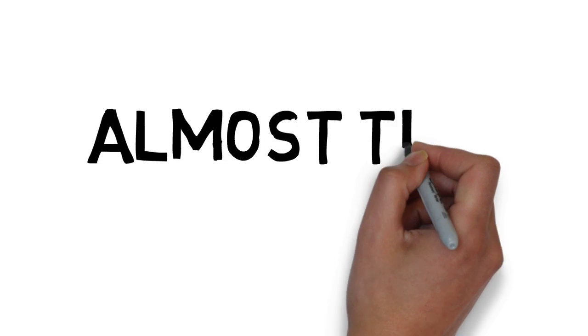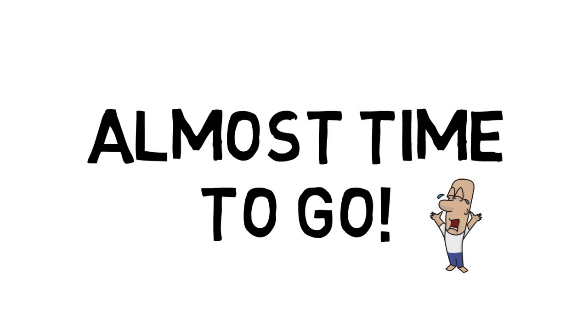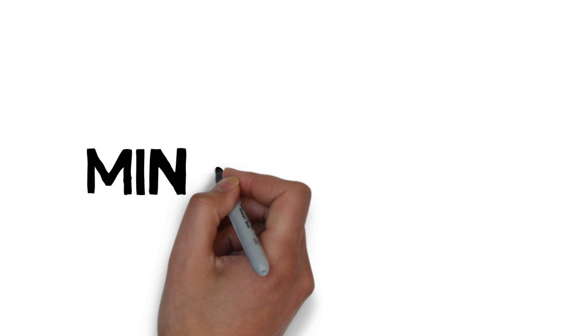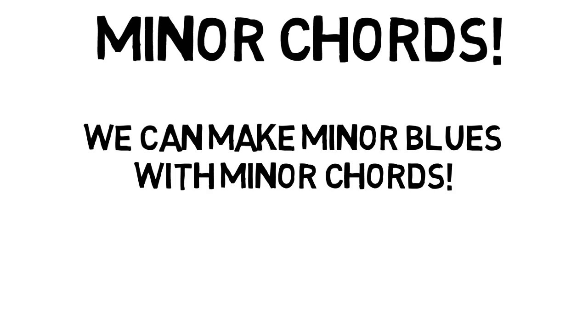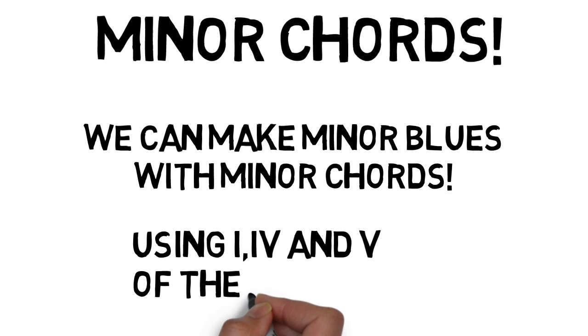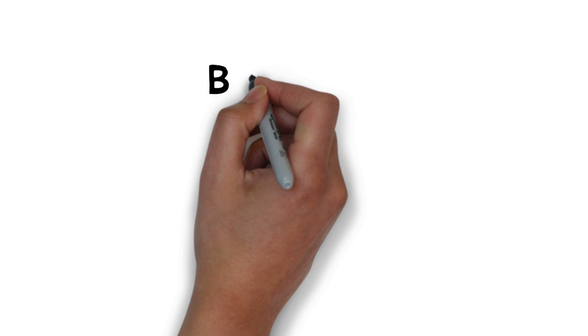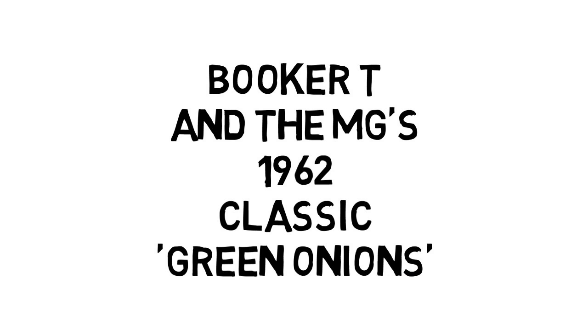Okay, pretty much time to sign off now. However, first I need to set something straight. We have not looked at minor chords in this video. This is an oversight. Using the 1, 4, 5 chords of the minor key, we can perfectly well make great blues. Check out Booker T and the MG's 1962 classic Green Onions, where he uses these three chords to such tremendous effect.